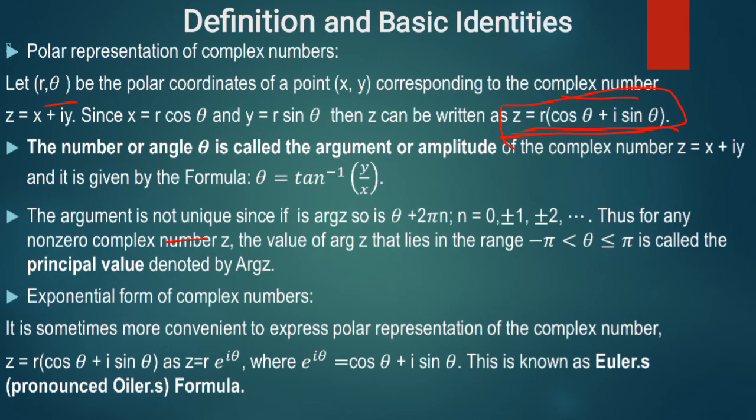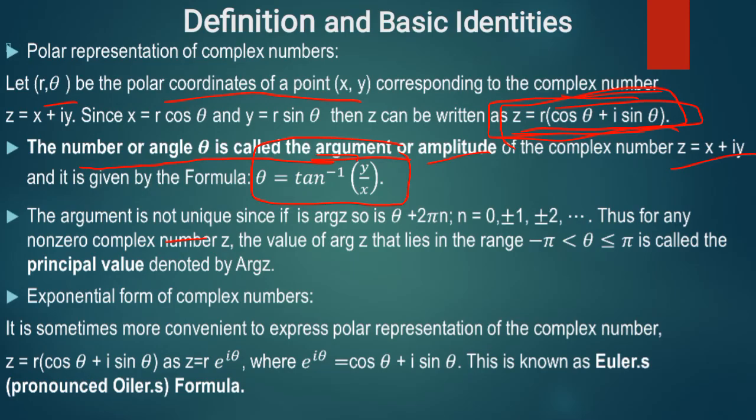Given that r and theta are polar coordinates of the point (x, y), then you say that z is equal to what you see on the screen. Now, the next thing you need to know is that the angle theta is called the argument. Whenever you see theta in a complex number, we call it the argument. Another name for it is the amplitude of the complex number z. And if you're told to find theta, it is simply theta equals tan inverse of y over x.